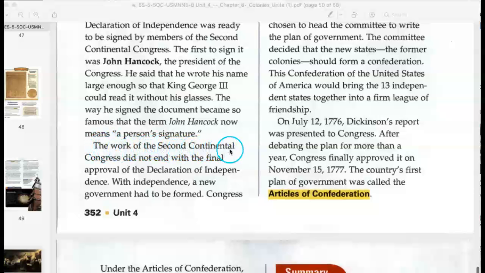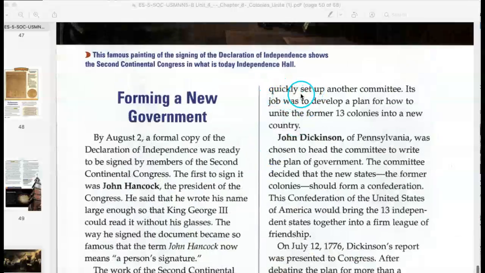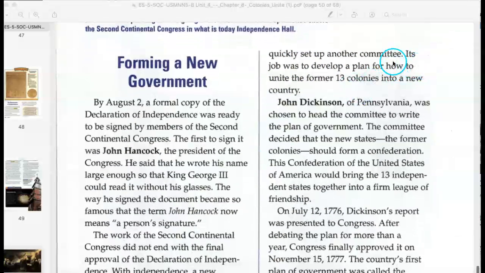The work of the Second Continental Congress did not end with the final approval of the Declaration of Independence. With independence, a new government had to be formed. Congress quickly set up another committee. Its job was to develop a plan for how to unite the former 13 colonies into a new country. John Dickinson of Pennsylvania was chosen to head the committee to write the plan of government.